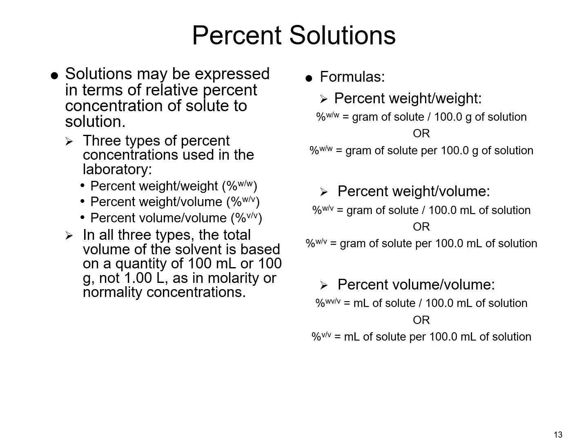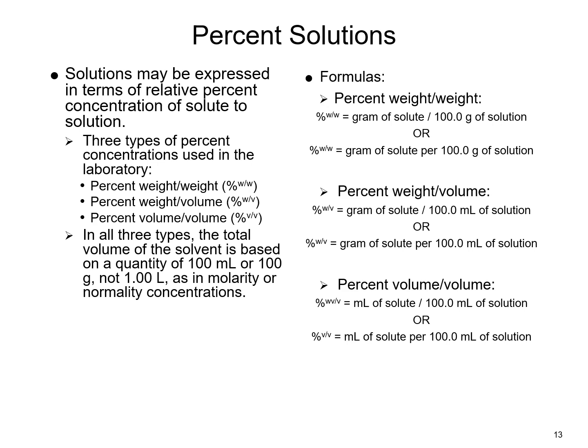And in all 3 types, the total volume of the solvent is based on the quantity of 100 mLs or within grams, not just 1.0 liters or in molarity or normality concentrations. So these percent concentrations can be expressed as percent weight per weight, percent weight per volume, or percent volume per volume.